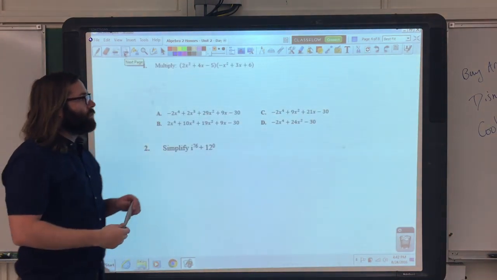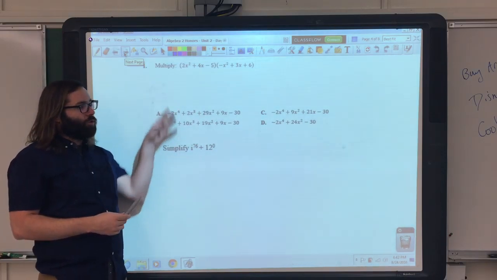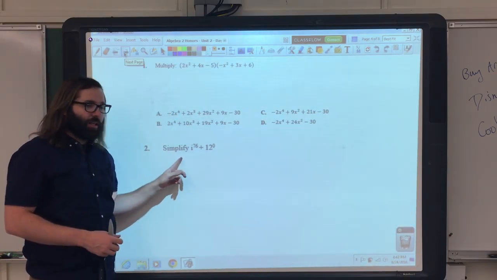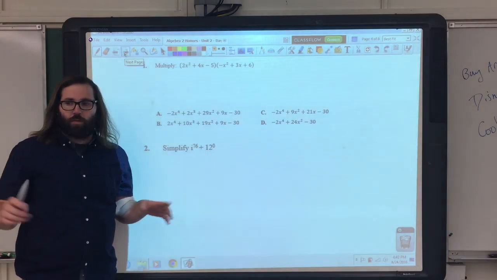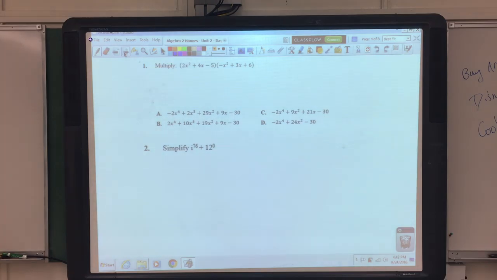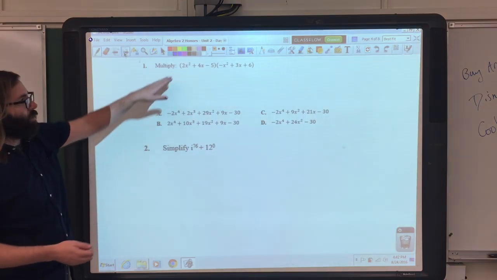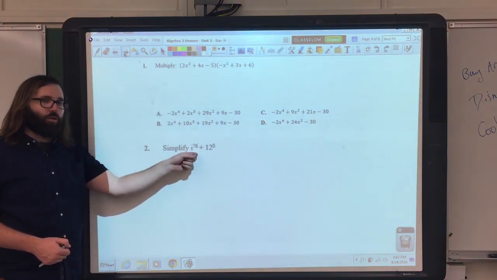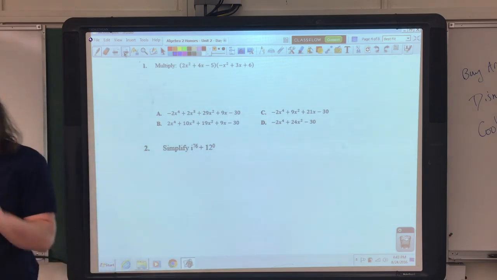All right, so day eight notes. These two questions are right above there. So, in your groups, work on these two for a couple minutes. Okay, this one's just distribution. This one, a little tricky. See if you can do it.